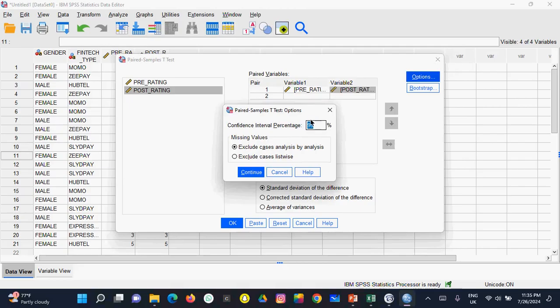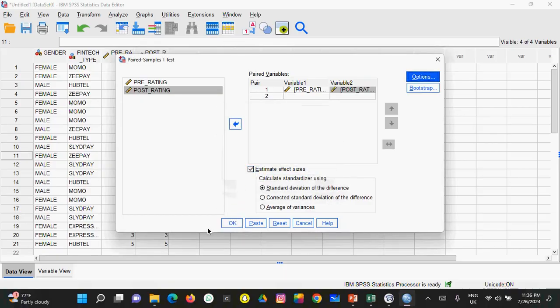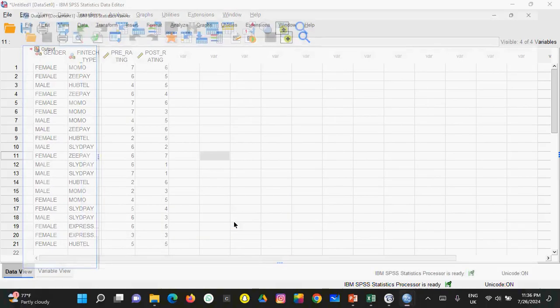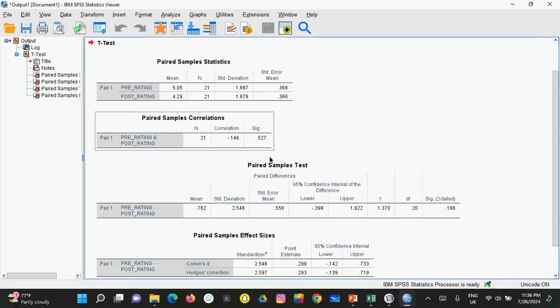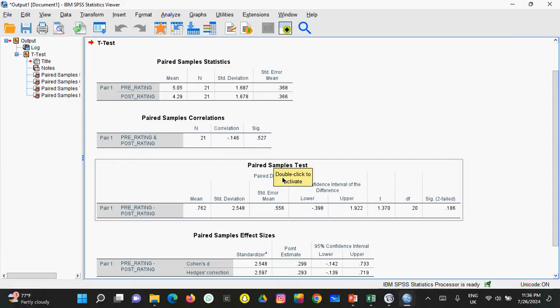Now when we come to Options, we are seeing our confidence interval, which means we are 95% confident that this is true. So the room for error is the 5%. Alpha is going to be 5% in here. Continue. I click on OK. All right, so we get everything in here. What is most important to us here is the paired sample statistics and paired sample test. That's what is important according to our exams, right?